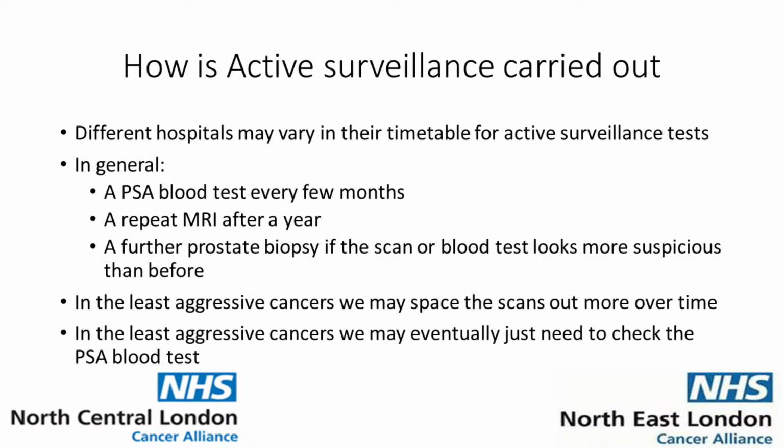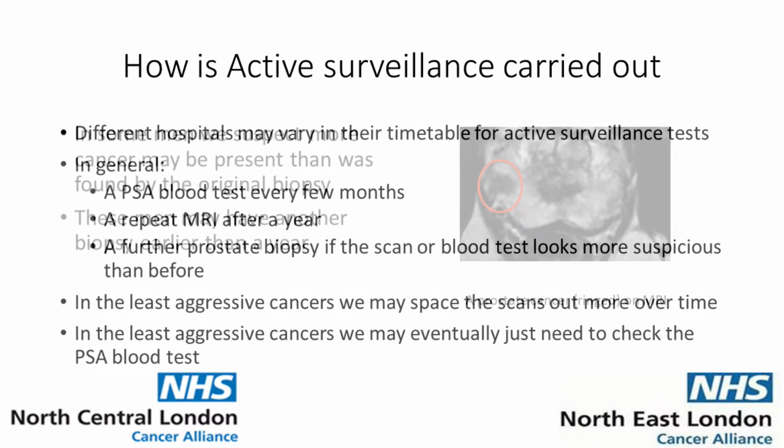Different hospitals may vary in their timetable for active surveillance tests. In general, a PSA blood test is done every few months, a repeat MRI scan after a year, and a further prostate biopsy if the scan or blood test look more suspicious than before. In the least aggressive cancers, we may space the scans out more over time. And in the least aggressive cancers, we may eventually just need to check the PSA blood test.